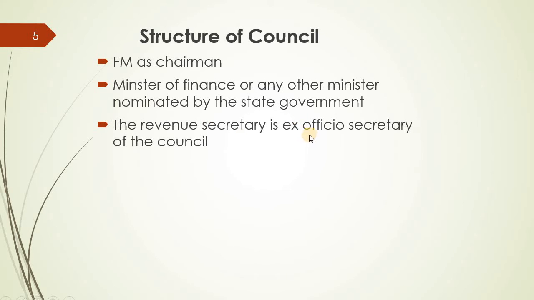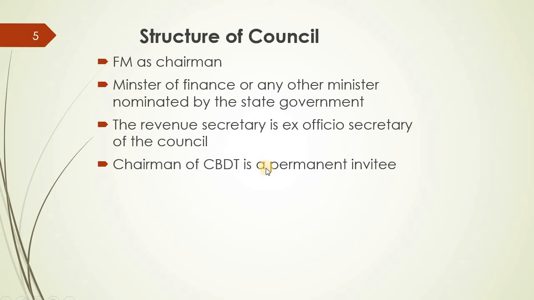Then the Revenue Secretary is the ex officio secretary of the council. So there will be a revenue secretary for the GST, a person who has cleared the IRS, acting as ex officio secretary of the council. This revenue secretary will be appointed by the government in the revenue department. Then the chairman of the CBDT is a permanent invitee. He is not a member as such, but he is a permanent invitee. Anytime there is a GST Council meeting, he can attend without any problem.